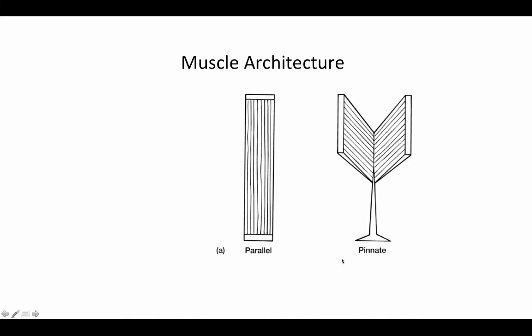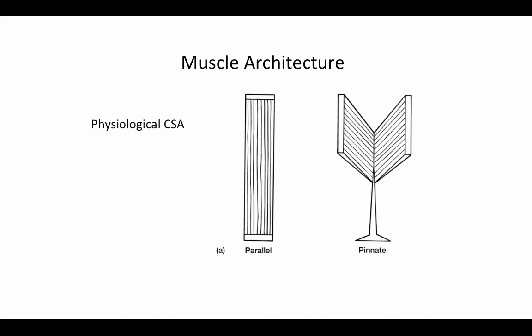In pinnate muscles, these are two alternate spellings of this word. Don't worry about that. Either is fine. In these pinnate muscles, the muscle fibers come in at an angle to the tendon that they attach to. They aren't pulling directly straight down on their muscle. They're pulling at an angle. And one of the defining features of these muscles is their physiological cross-sectional area.